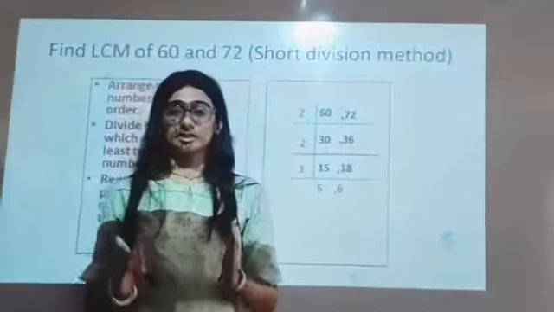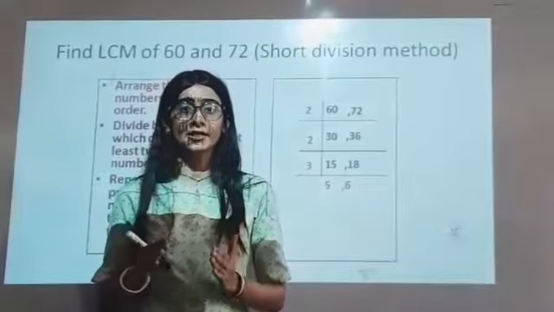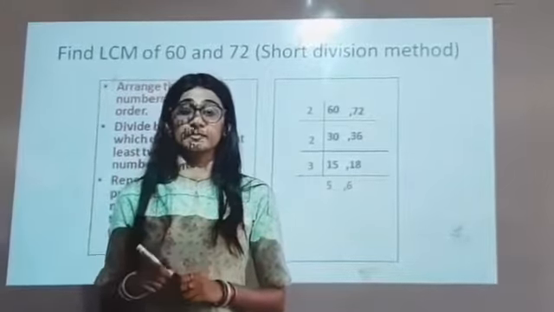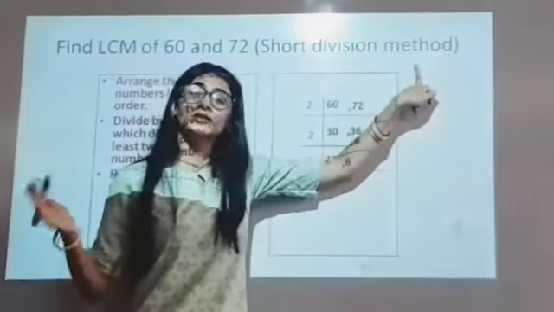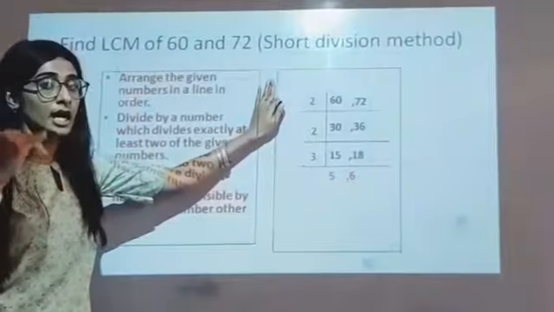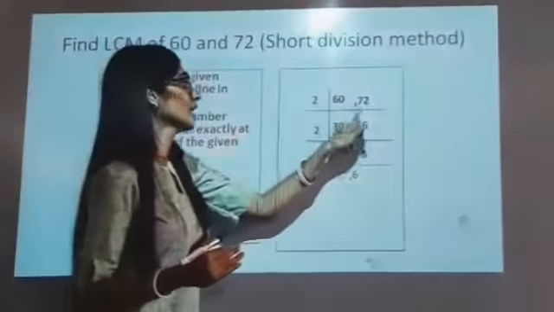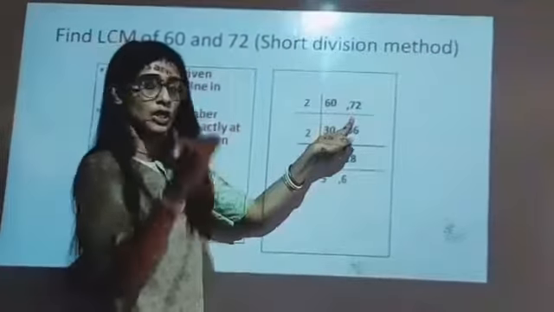Students, I hope the concept of LCM is clear to you. Now I will explain how to find the LCM of some given numbers by the short division method. So let's learn together. First of all, you have to write the given numbers in a line in order. Means first 60, then 72 in order.